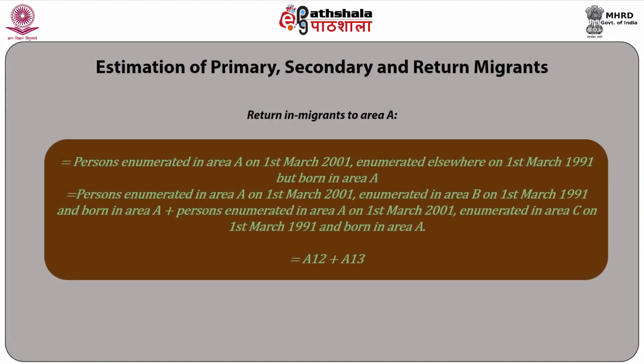Return in migrants to Area A equal persons enumerated in Area A on 1st March 2001, enumerated elsewhere on 1st March 1991 but born in Area A. Persons enumerated in Area A on 1st March 2001, enumerated in Area B on 1st March 1991 and born in Area A, plus persons enumerated in Area A on 1st March 2001, enumerated in Area C on 1st March 1991 and born in Area A, equal A12 plus A13.